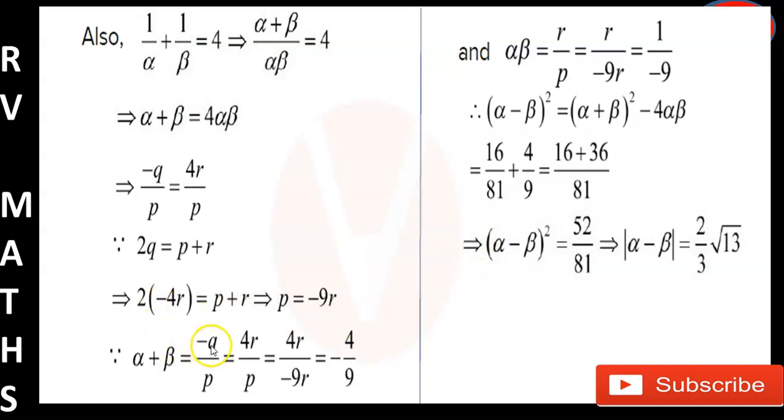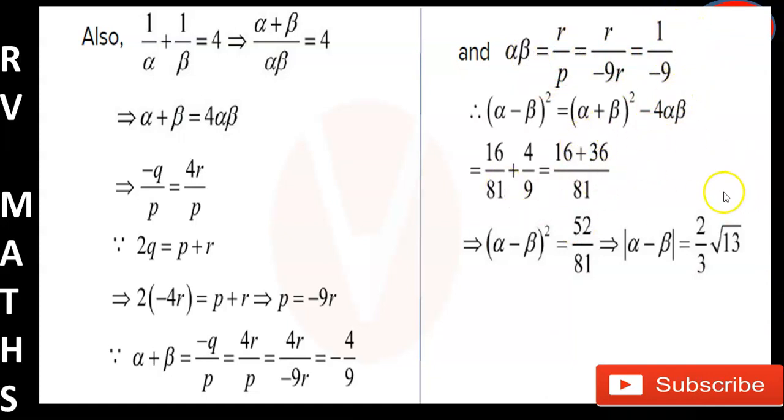Alpha plus beta equals minus q by p. So substitute the value of q as 4r. Therefore 4r by minus 9r, the r will get cancelled, minus 4 by 9. Similarly here also you substitute, and you will be getting alpha into beta equal to 1 by 9.